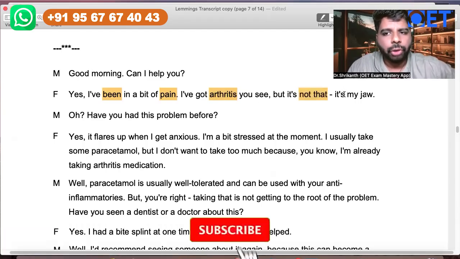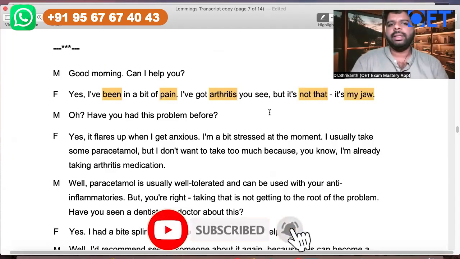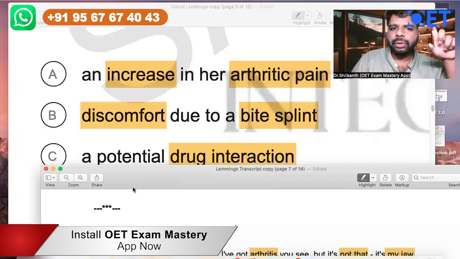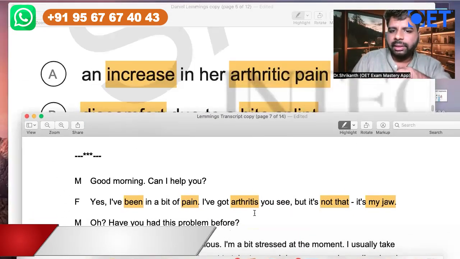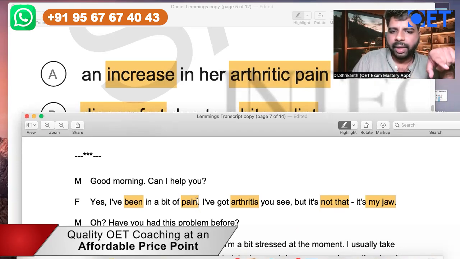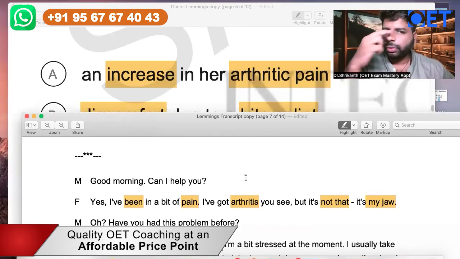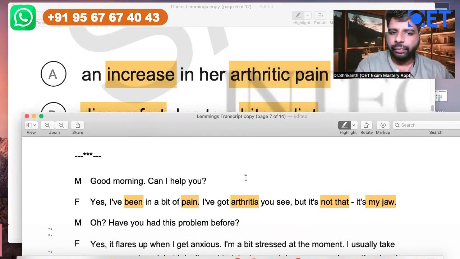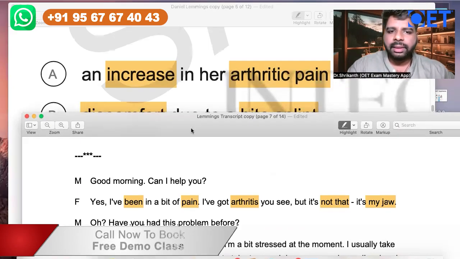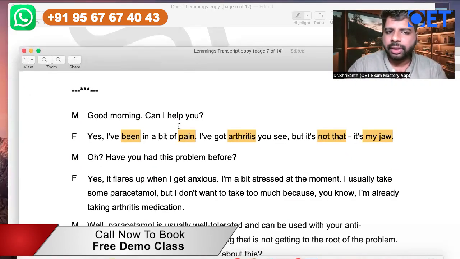It's my jaw. Now see over here, your eyesight should now come to answer option A, because in the beginning itself, they're telling that she is in pain. Now see the pain over here. So this is also pain over here, and also arthritis. Here also arthritis. So your eyesight should directly come to answer option A first. Now she is saying, yes, I have been in a little bit of pain. So here, can I help you? The question, yes, I'm in a little bit of pain. Okay, I have got arthritis.